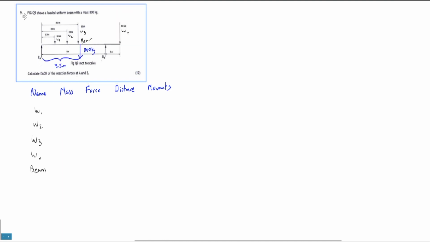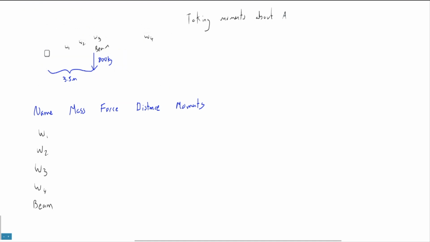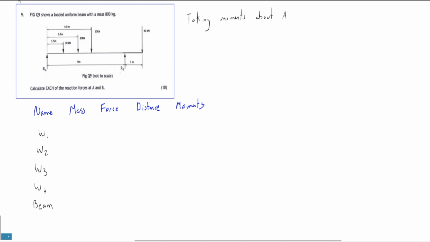We need to get this to fit on the page. One second. Much better. Okay, and I didn't write down anything like this, but I'm going to be taking moments about A, which basically means a pivot at A. So all my relations, all my forces are pivoting about A right here. If I was imagining this, I would be lifting at this point here, and we're seeing how much force is required to lift it. That's what taking moments about A means.